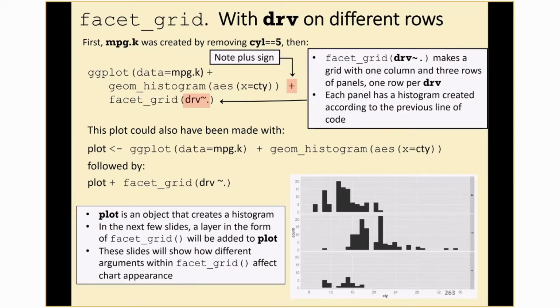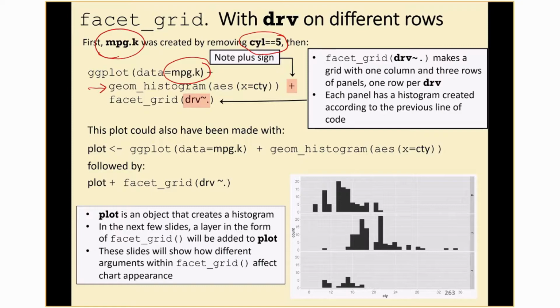So, we're going to play around with this a bit, and the first thing I'm going to do is create a data frame called MPGK, which is just like MPG, except I've tossed out the 5-cylinder engines, and we'll see why I'm doing that in a moment. So I'm going to have this modified data frame, and I'm going to make histograms.